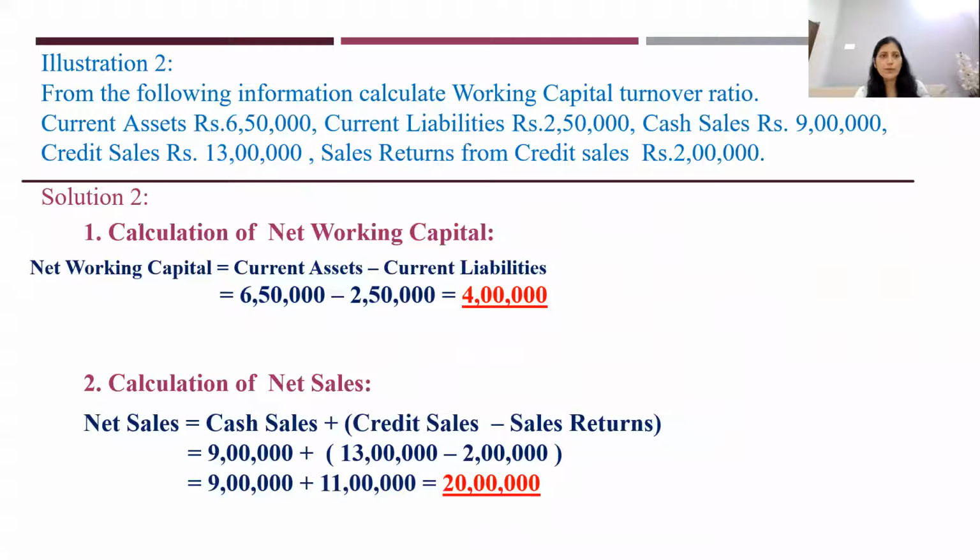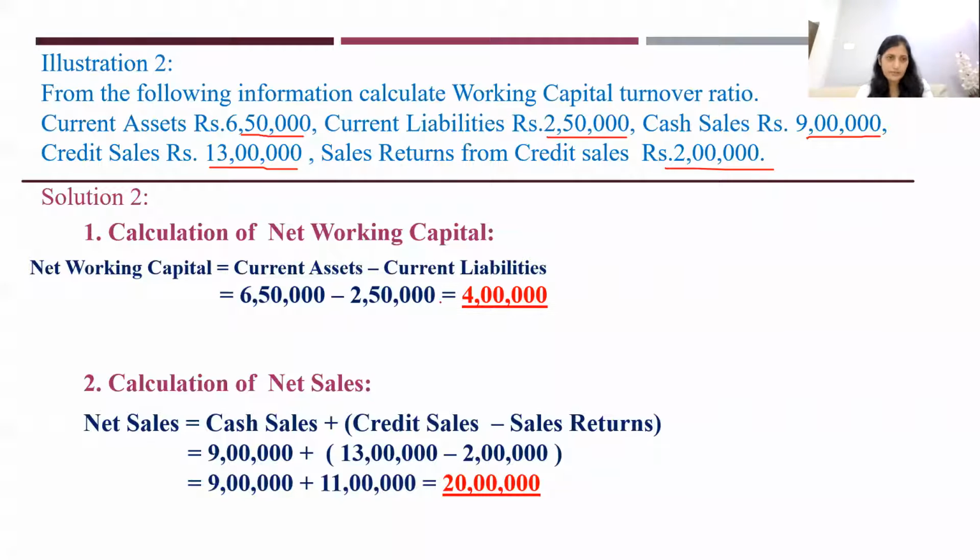Take down, there is one more problem over here. From the following information, calculate working capital turnover ratio. Current assets is 6,50,000. Current liabilities is 2,50,000. Cash sales is 9 lakhs. Credit sales 13 lakhs. Sales returns from credit sales, that is 2 lakhs. So this is the information. As I told you, in the previous problem, we had directly total sales. Now we have cash sales and credit sales as well as sales returns.